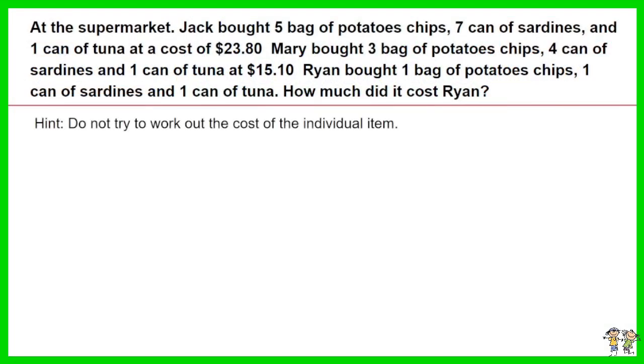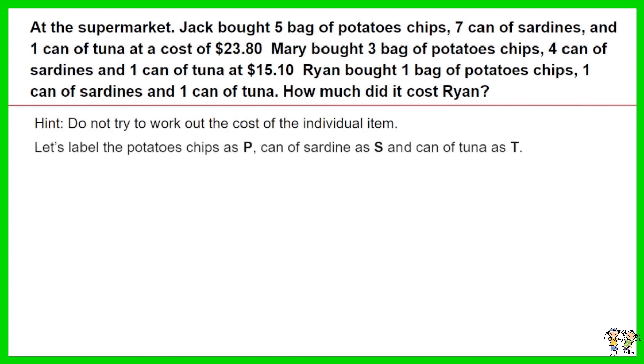Answer for question 24. Hint: do not try to work out the cost of the individual item. For ease of expressing the calculation in equations, let's label the potato chips as P, can of sardine as S, and can of tuna as T. 5P plus 7S plus 1T equals 23.80. This is equation 1. 3P plus 4S plus 1T equals 15.10. This is equation 2.